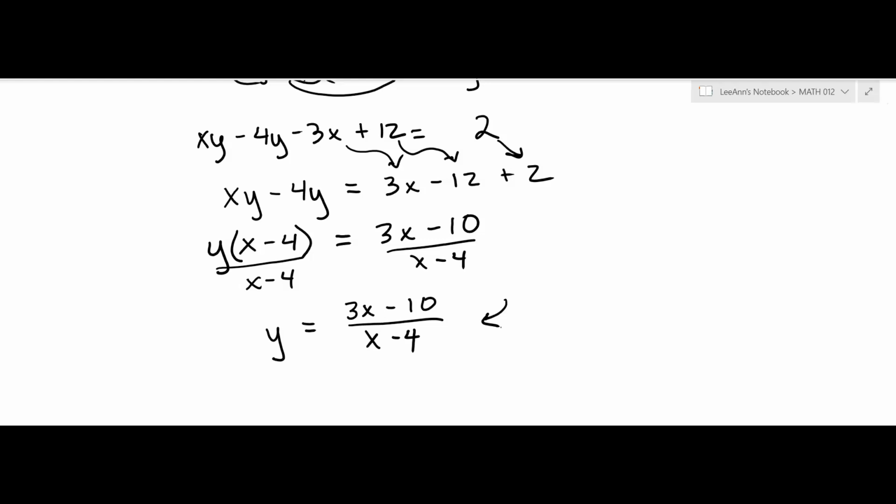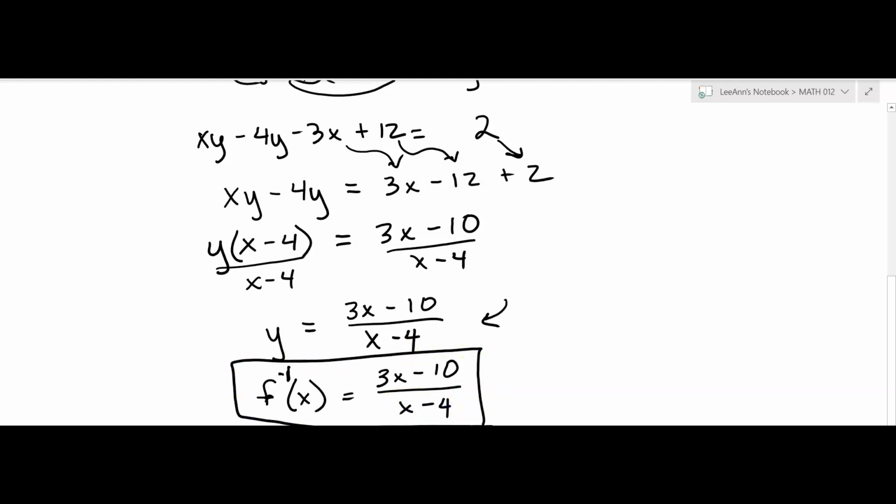Okay, last thing to do though is write the inverse notation. So f inverse of x, the original function was the f function, and just write it 3x minus 10 over x minus 4. That's how I would do it.